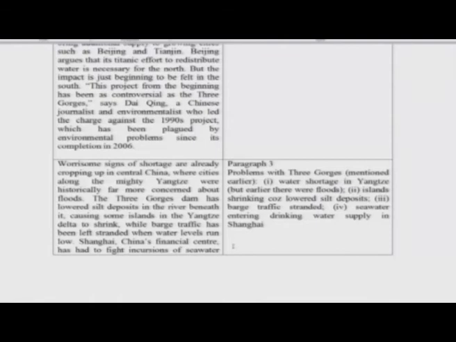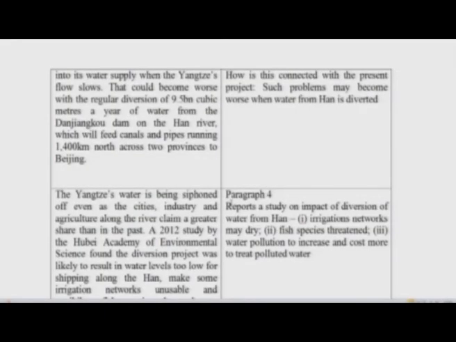So, what are the problems here? Islands are shrinking, barge traffic is getting stranded because there is no water, and because of no water in the river, seawater is actually contaminating the drinking water supply. So, why does the writer mention this? These problems could actually become worse when this north-south diversion project is complete and the water is taken from southern regions to the northern parts.